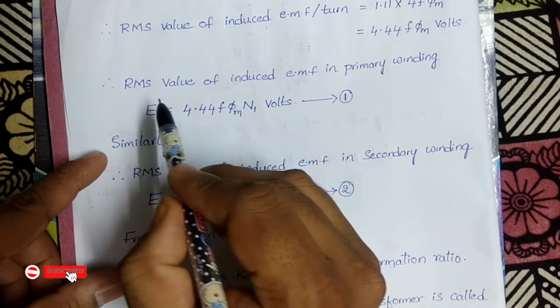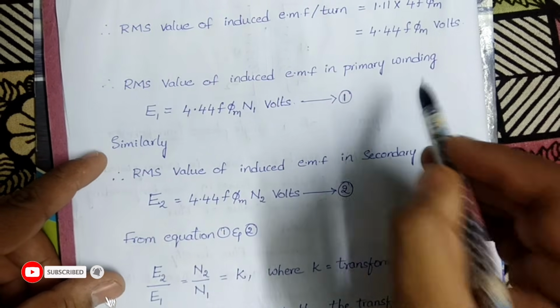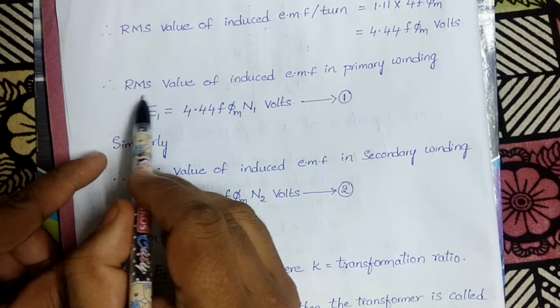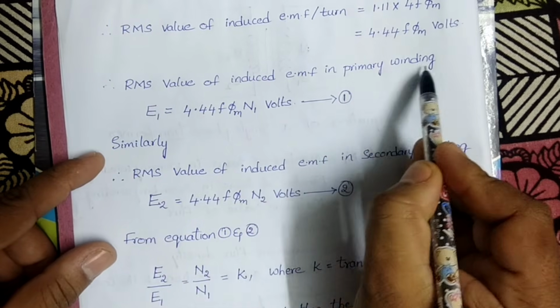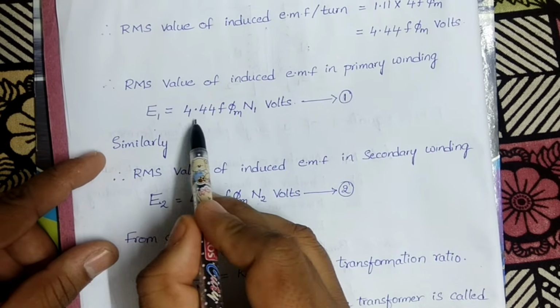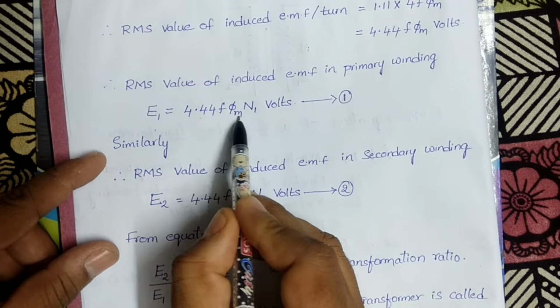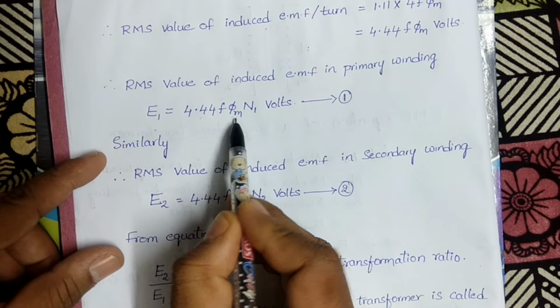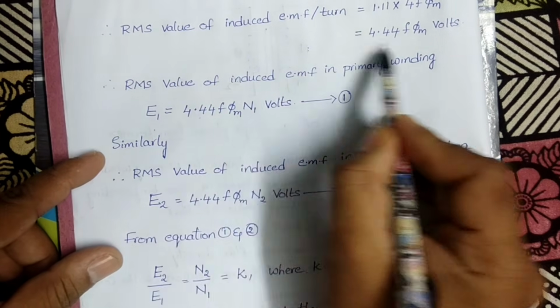We have N1 number of turns in the primary winding and N2 number of turns in the secondary winding. Let us find the RMS value of induced EMF in the primary winding, E1 equals 4.44 f phi m into N1 volts. So this 4.44 f phi m is the RMS value of induced EMF per turn.